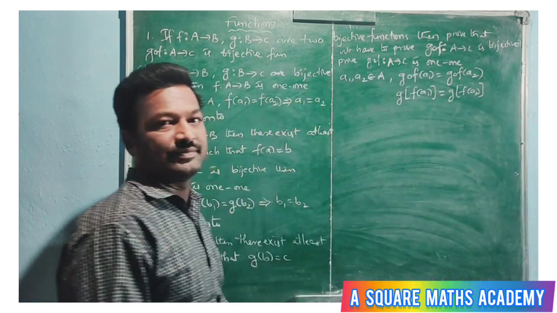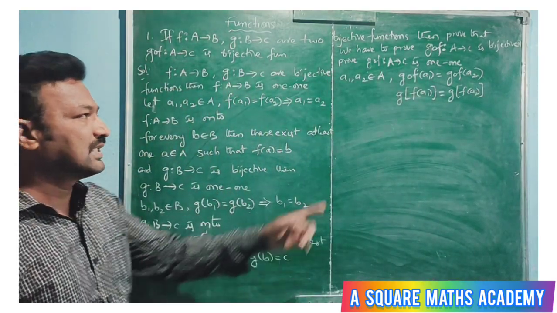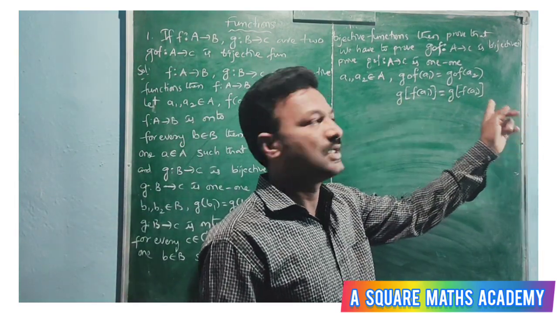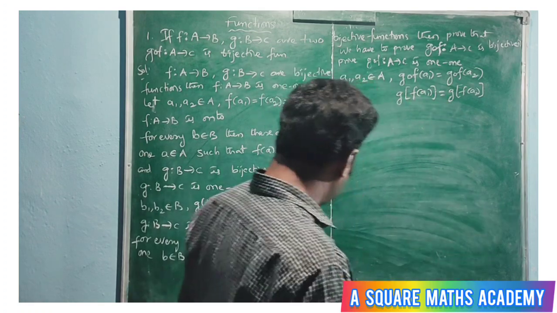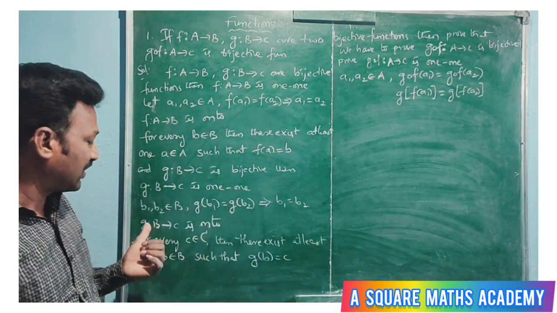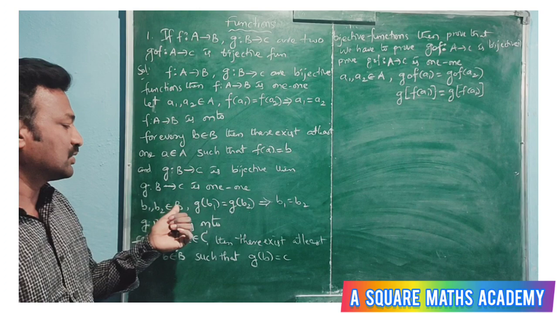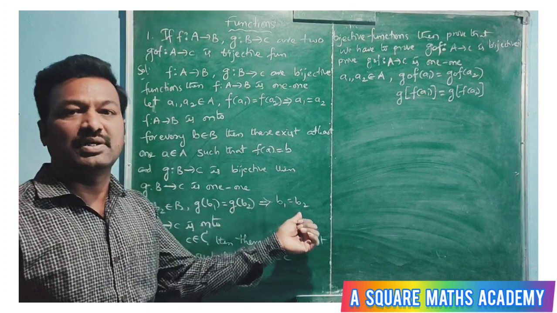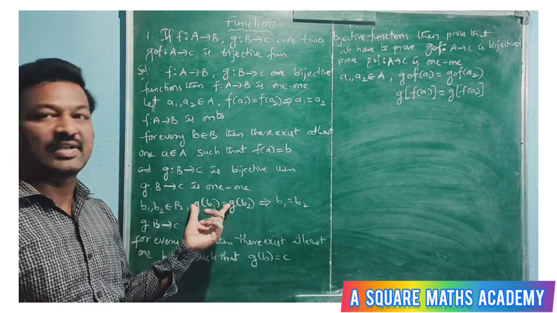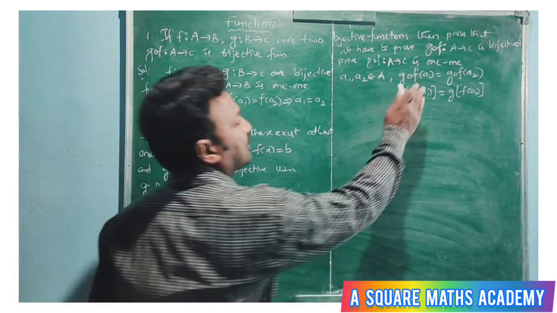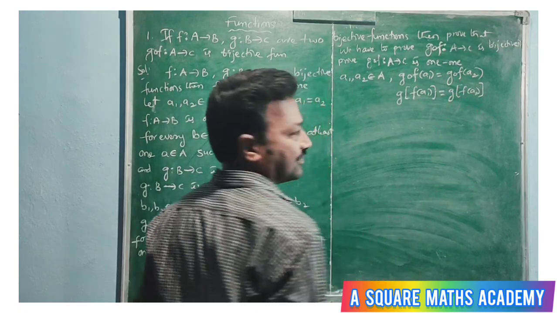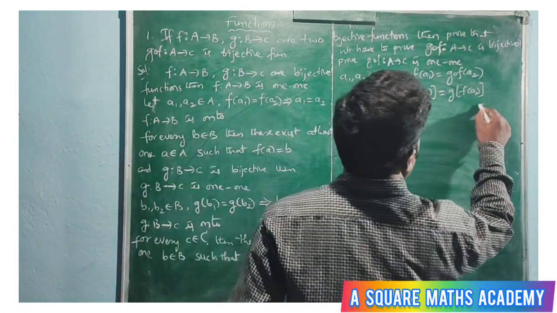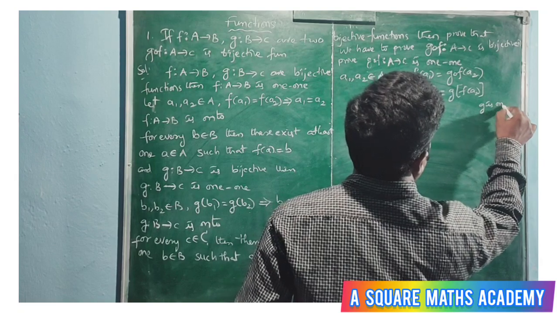G of F of A2. Okay, so observe this one. G of F of A1 equals G of F of A2 we got here. But G is 1-1, G is 1-1 here. For B1, B2 belongs to B, G of B1 equals G of B2, then B1 equals B2, because G is 1-1. Here G of some value is there, F of A1, F of A2. Clear? So G is 1-1.